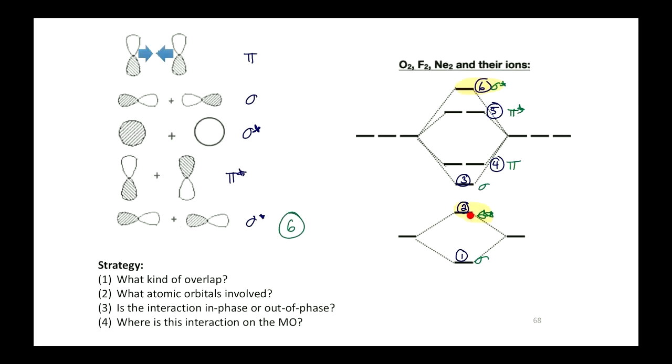So which one is number 2 here? It would be this one, right? This is also a sigma interaction, but this one just so happens to be between S orbitals. So here is our number 2. Okay.